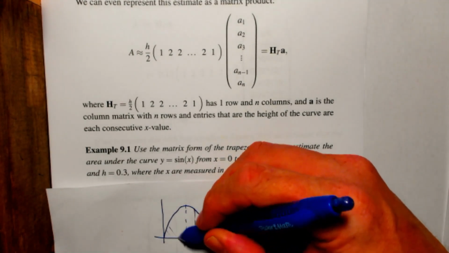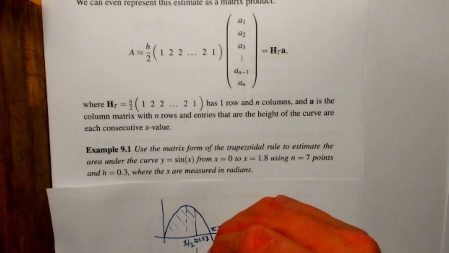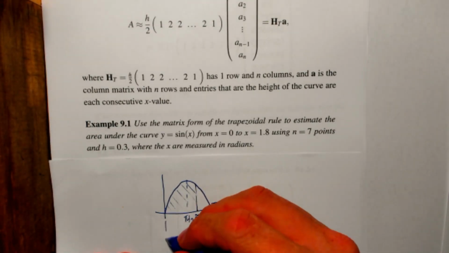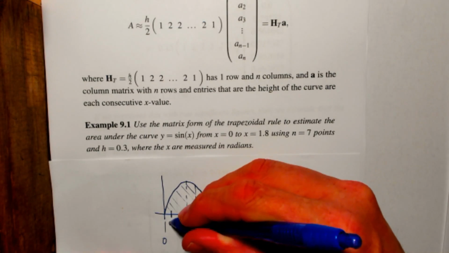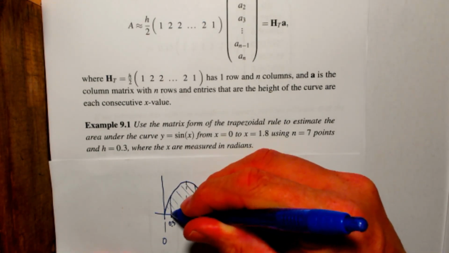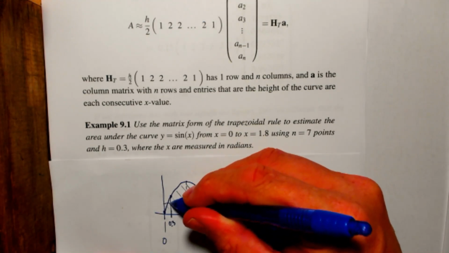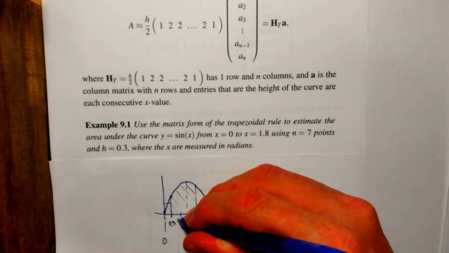So we want to estimate this area from 0 to 1.8 using 7 points and a step size of 0.3. All right, so let's carefully set this out. So here we'd have 0.3. All right, so we take the average height as our height of the rectangle, so somewhere in there. And then the next one would be 0.6.